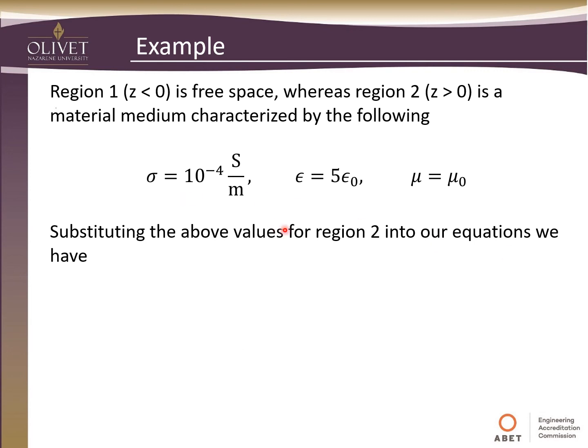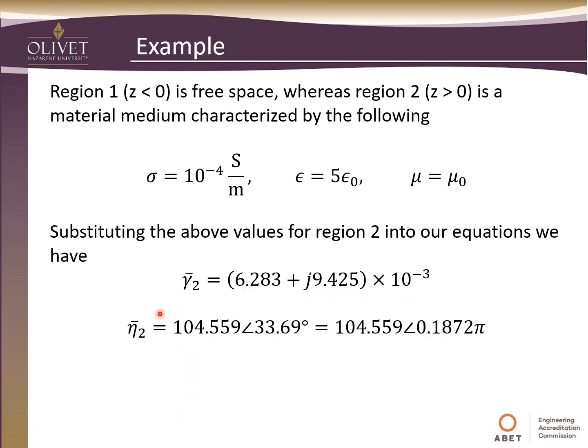Substituting the above values for region 2 into our equations, our propagation constant is 6.283 plus j 9.425, times 10 to the minus 3. Our intrinsic impedance is this magnitude with this angle. Remember, since they're not perfect dielectrics, the intrinsic impedance is not all real, so some of it is imaginary, and we'll look at that later. That's going to introduce phase shifts. That's what this is telling us. We also note that eta 1 is equal to the intrinsic impedance of free space. So the intrinsic impedance in region 1 is just that of free space.